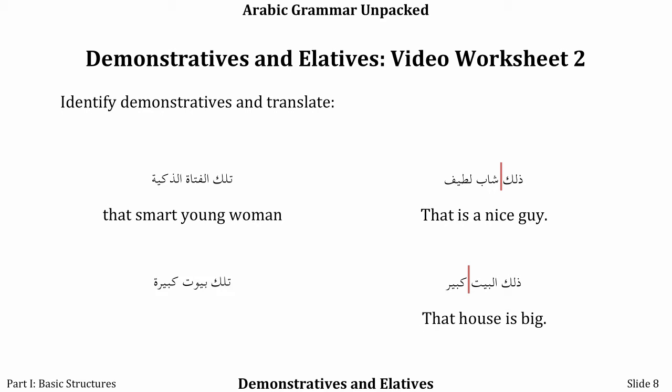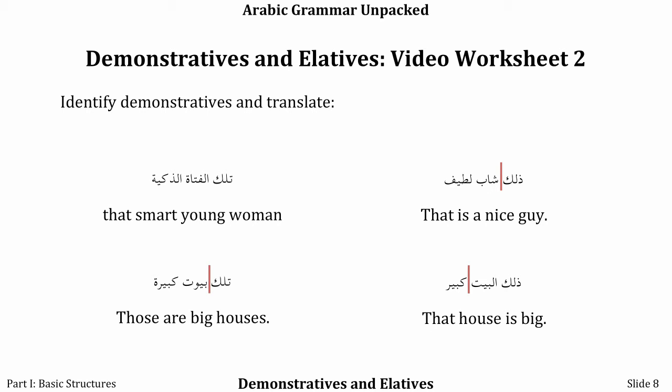And in the fourth example, tilka buyut kebira. So tilka doesn't look definite, but it is. So you might mistake this for a phrase, an indefinite phrase, at first. But it's not. It's a sentence because tilka, like all demonstratives, is definite. So we divide it here. The subject here is tilka. But here, again, we have a non-human plural noun, buyut, houses. So here we would translate tilka not as that, but rather as those.